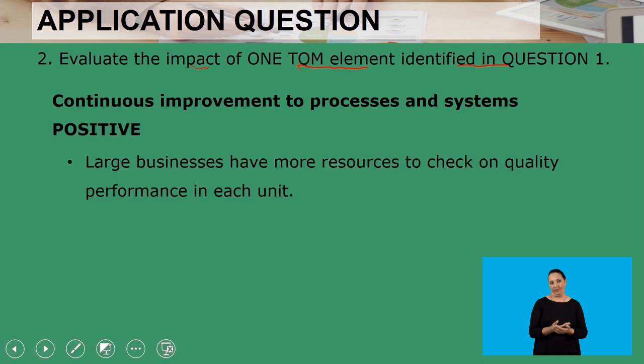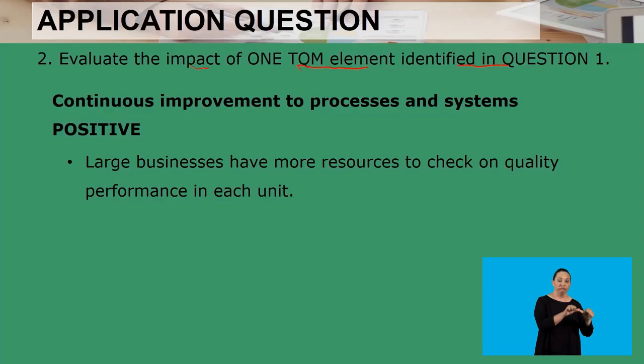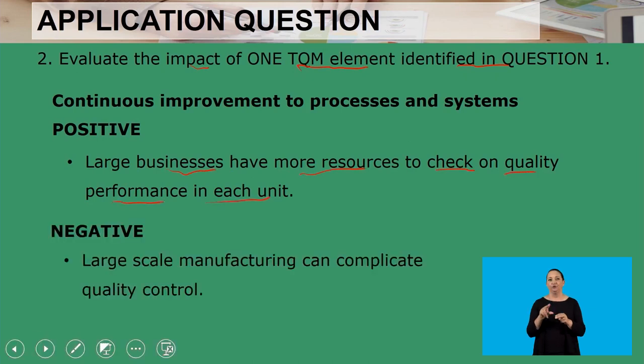Now, what are the positives? For continuous improvement to processes and systems. Remember, we've identified this from our question. In question 1, we identified 2 elements. The first one was continuous improvement to processes and systems. What is the advantage? Large businesses have more resources to check on quality of performance in each business unit. And then the negative is that large manufacturing processes can complicate the quality control.